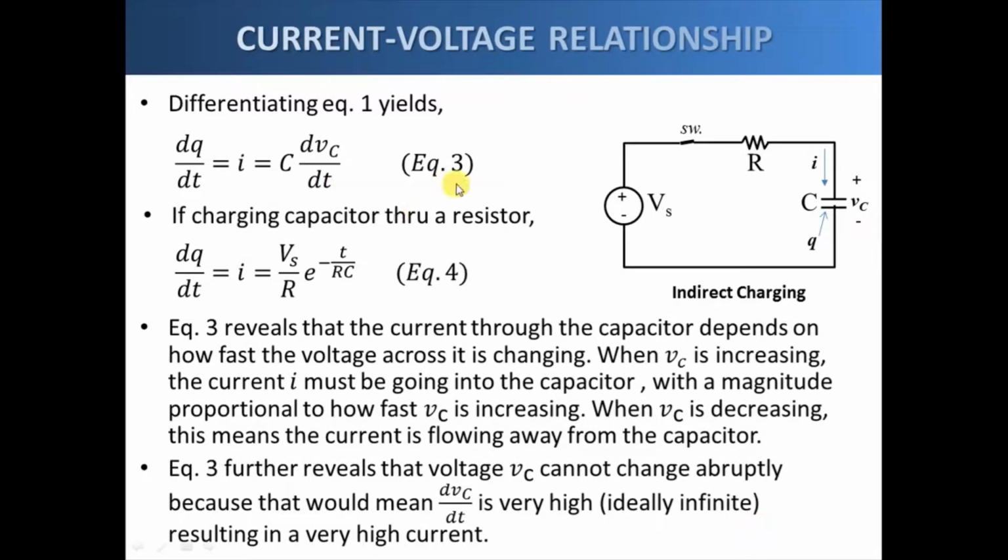Now, this equation 3 also shows us that the voltage V sub C across the capacitor cannot change abruptly. So let's say it changes from a particular value and then changes immediately to zero. That cannot happen because that would mean that the slope will actually be very high. Ideally, it can be infinite. And that means I must be very high as well, as shown by equation 3, or ideally infinite, which is impossible to happen.